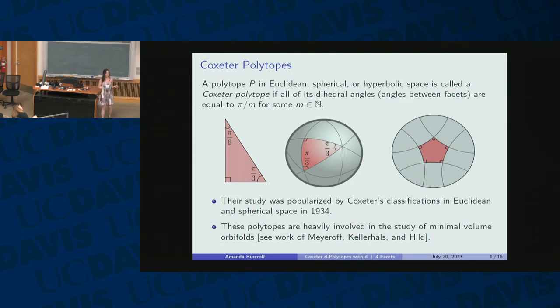The study of Coxeter polytopes was popularized by Coxeter when he gave the classification of Euclidean and spherical polytopes in 1934. Currently, these polytopes have some nice applications to the study of minimal volume orbifolds. For example, you can see the work of Meyerhoff, Kellerhals, or Hild for more on that.